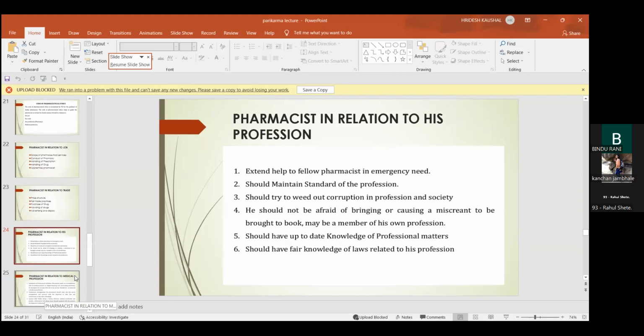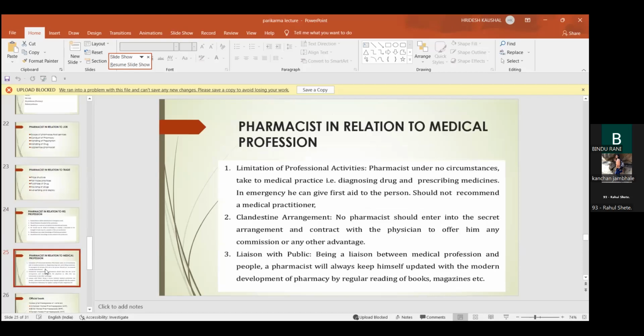We have to update the knowledge of the profession, meaning what is going on nowadays, what are the new trends in pharmacy. We have to follow all the things related to our profession. Then in relation to the medical profession, as we are paramedical people, we have to give services to the medical profession. We should not limit ourselves to only buying and selling medicines. Sometimes we have to give our assistance to the medical profession also.